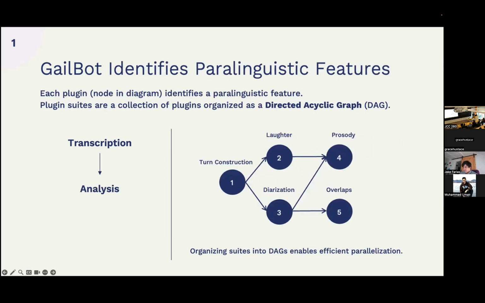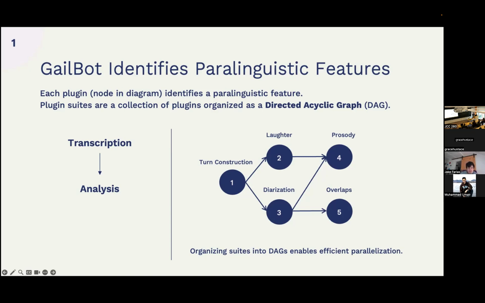The next step in Gilbot is analysis. So this is where Gilbot kind of shines. Gilbot has this framework where people can develop such plugin suites, which are represented by this directed acyclic graph here. Each node in this graph is a plugin that detects one feature of conversation that users can define. And then once there are no dependencies for a plugin to run, it executes. So for example, in this case, the turn construction plugin would run first, and then the laughter and diarization plugins would run in parallel, and then so on.